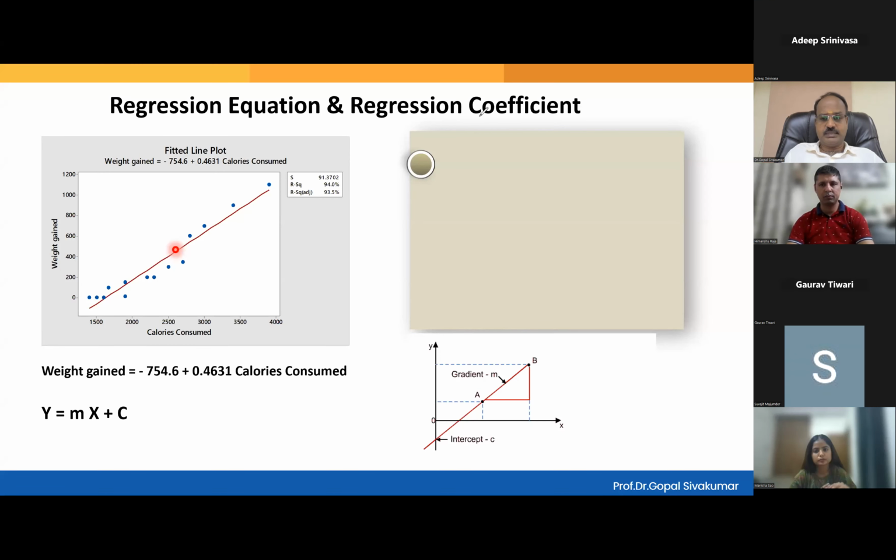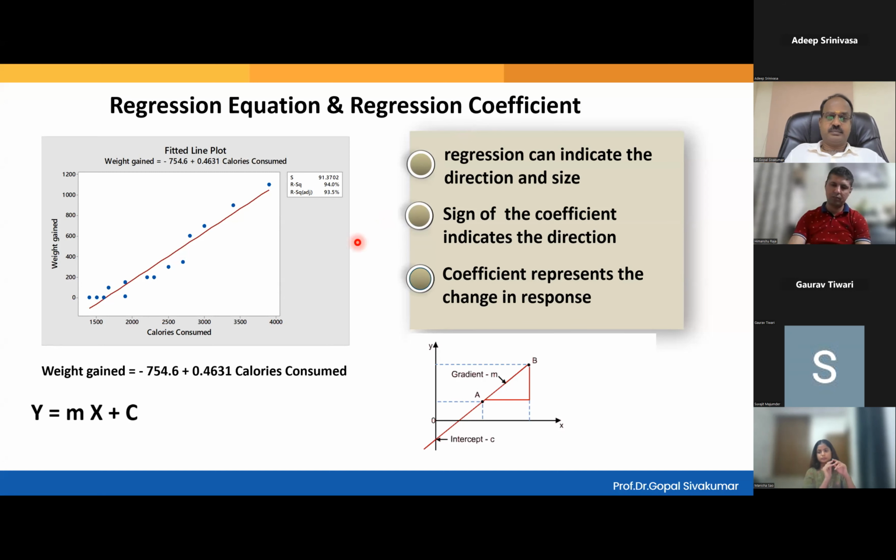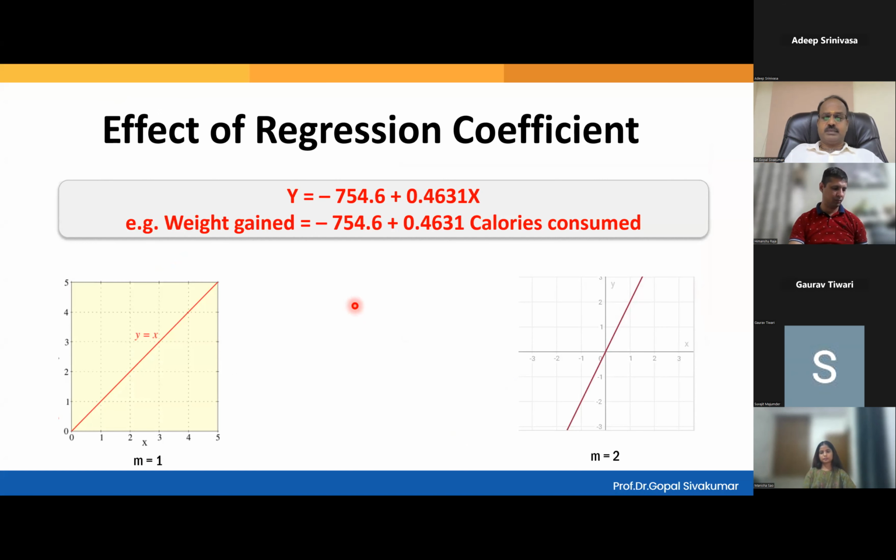Okay, so let us try to understand a few more details about regression. So see here, this is the regression equation we just now obtained. All of you, can you remember? This is the equation, right? Y equal to minus 754.6 plus 0.4631x.